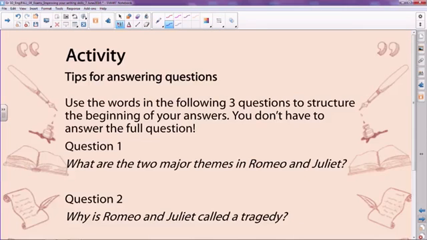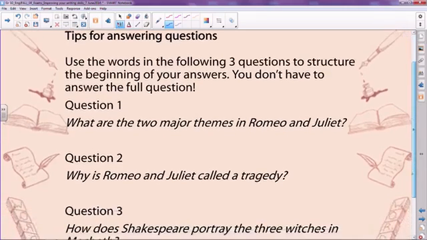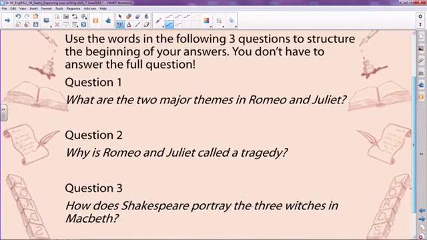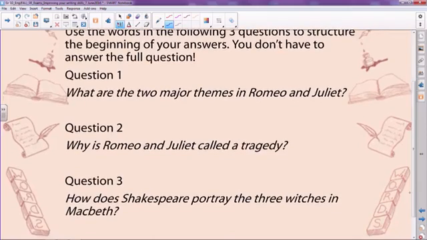So what I'm going to ask you to do now, there are 3 questions we're going to look through, and I'm going to give you 3 minutes to work in your groups to frame your answers by using some of the words in each of these questions. So question 1 is, what are the 2 major themes in Romeo and Juliet? The second question is, why is Romeo and Juliet called a tragedy? And then the third is, how does Shakespeare portray the 3 witches in Macbeth?